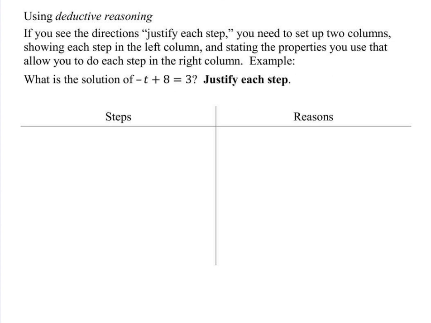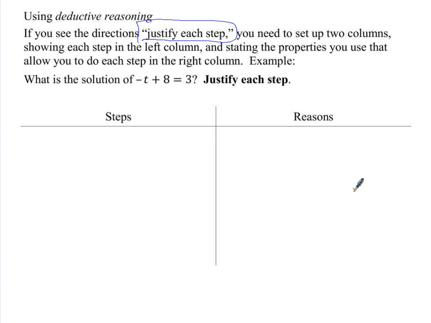3 more problems and we're done with the section. Using deductive reasoning. Deductive reasoning is kind of like being a detective. They follow step by step by step from start to end to come up with an answer. If you see the directions justify each step, watch for those directions. If you see those directions, it means that you need to set up two columns like we're about to do here and show each step for the math in the left column and then list the properties that you used to allow you to do that in the right column.